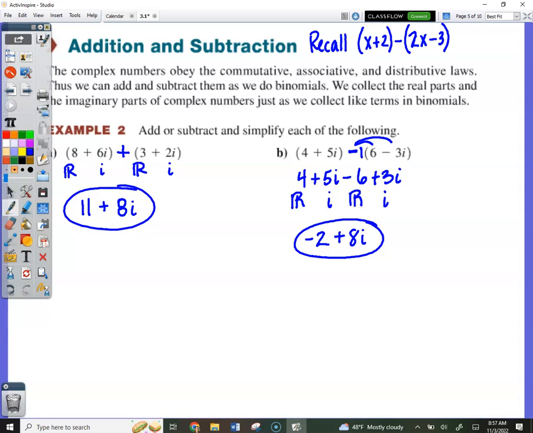What? No, imaginary goes at the end. Look right here. The imaginary part always comes at the end.